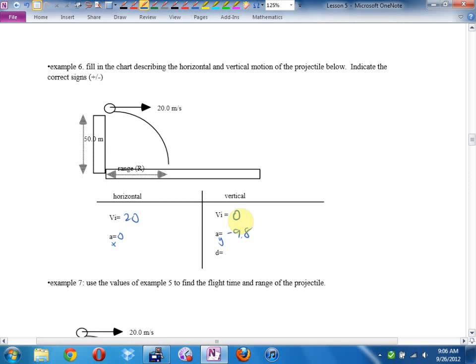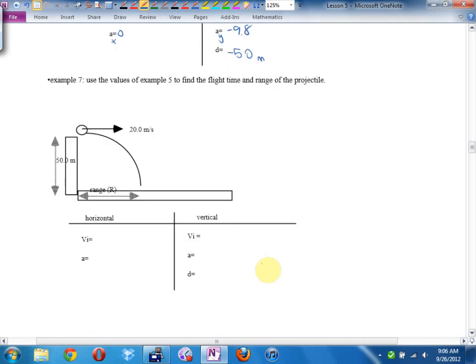Negative 50. Why negative? Because displacement or distance, it's below where I started from. I have to call it negative 50 meters. If I get that, I can now start to solve this.